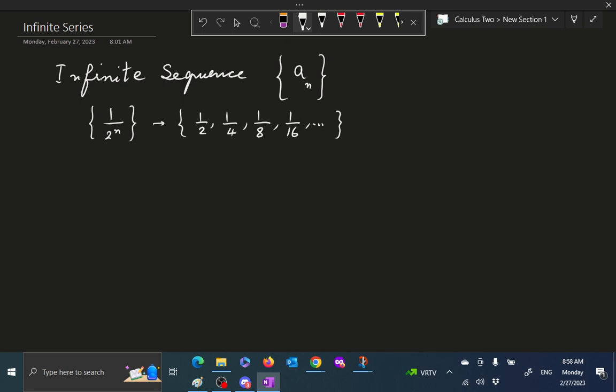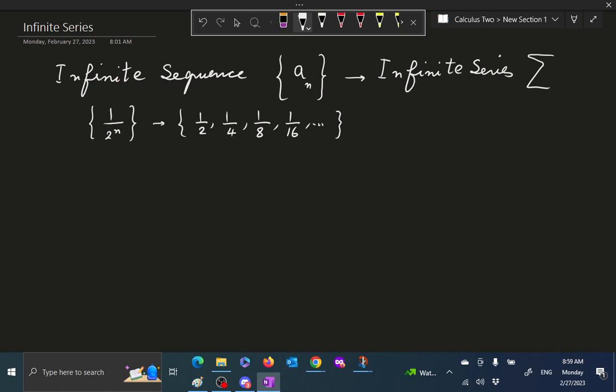What do we do with them? Well, there are many things we can contemplate doing with these numbers. The simplest thing would be to add them up, like creating a total for all of these. In that case, we create something called an infinite series. An infinite series for an infinite sequence. So what we get when we attempt to add them up.